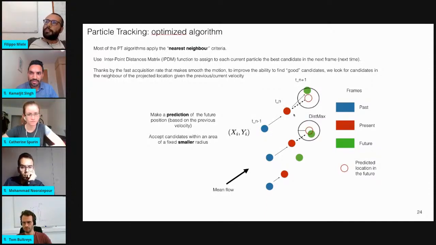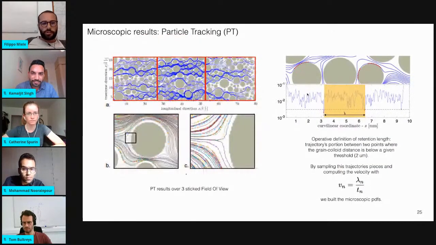Given the first pair, we were able to compute the local velocity that the particle feels. Then we make a prediction of where the particle could be in the next frame, and then we search for a candidate near the newly predicted location, within a distance which is smaller than the one that the nearest neighbor approach required.